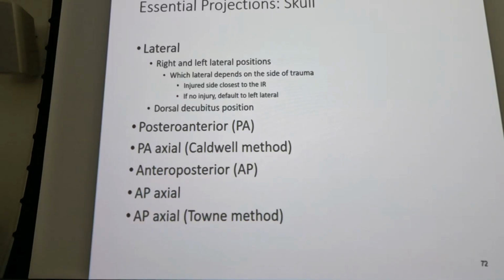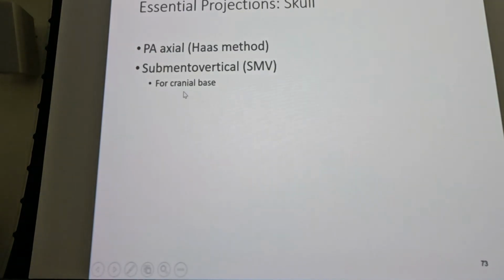So we can do an AP that is equivalent to a Caldwell method, and we can do a PA that is equivalent to a Towne method. Okay? The PA axial that looks like a Towne is going to be named something different, and that's going to be a Haas. Okay? So I'll tell you how to recognize the difference between those whenever we get to it. But first, what I want to do is I want to do this.